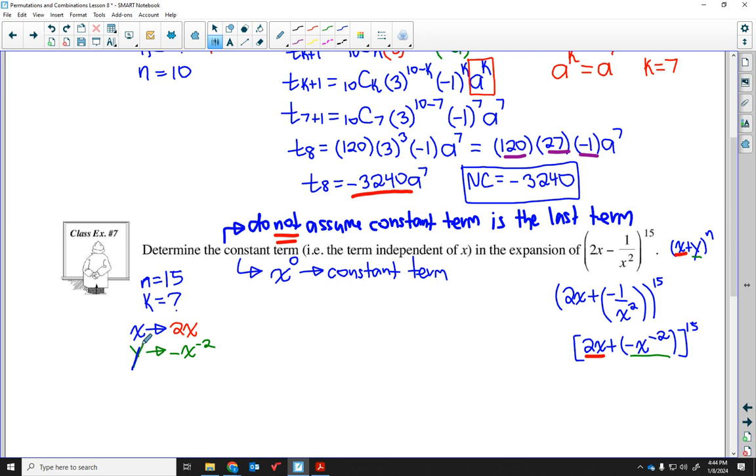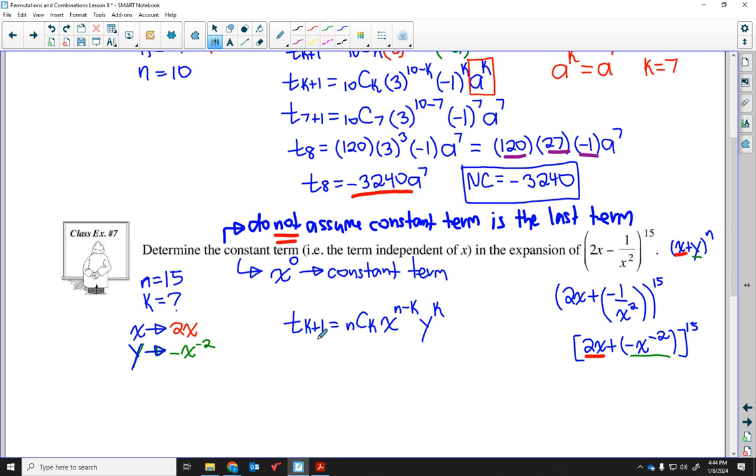So again, what we're going to do is start off by writing down the general term of the binomial theorem. We're going to expand it as far as we can. Then we're going to make use of the fact that we know the constant term has to have an exponent of 0 on the x, because that's the only way you're getting rid of the x. So the general term formula is t sub k plus 1 equals n choose k, x to the power of n minus k, and then y to the power of k.